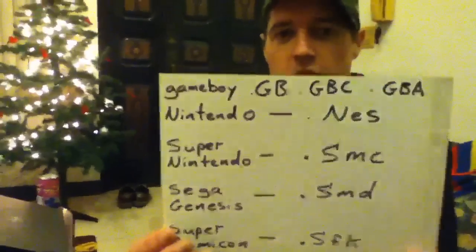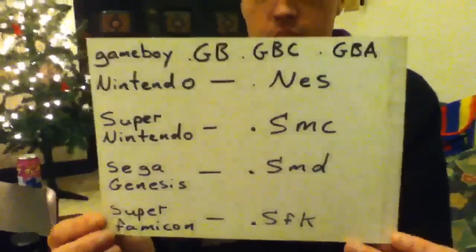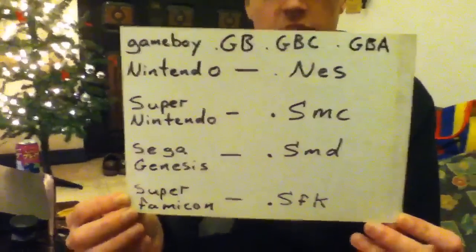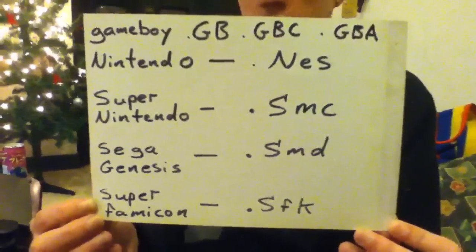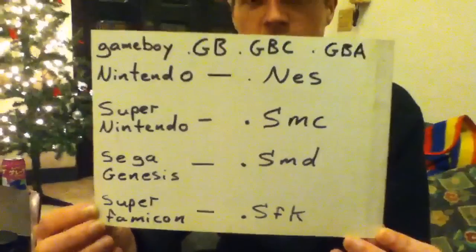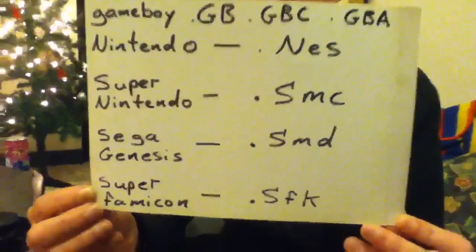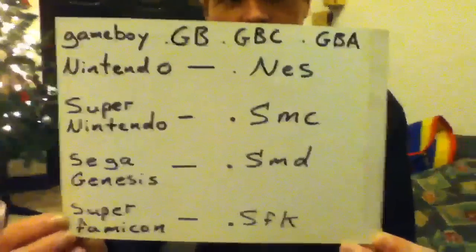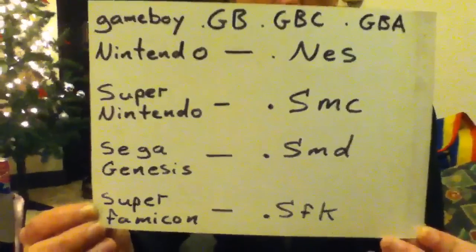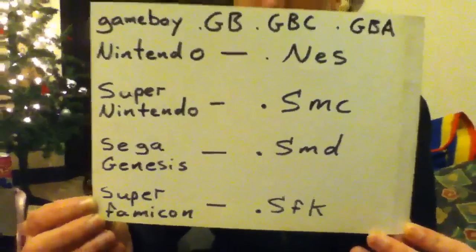For Game Boy, you have Game Boy, Game Boy Color, Game Boy Advance. All these are the file extensions that work. Nintendo NES, Super Nintendo, only .smc file extensions will work. Sega Genesis, .smd, and Super Famicom, .sfk.